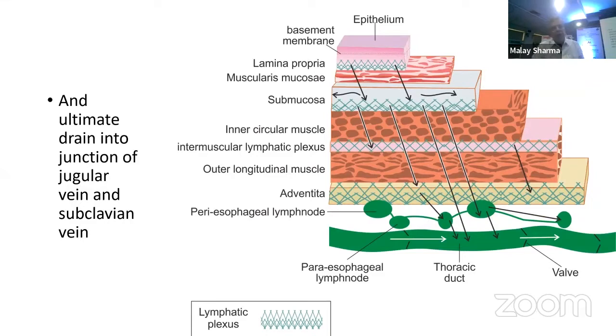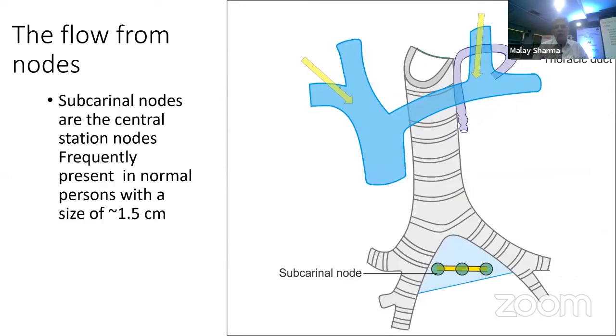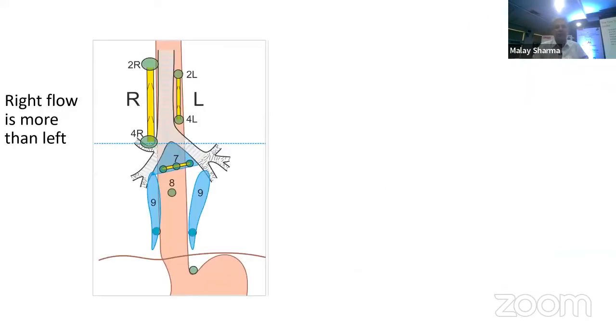They ultimately drain into the junction of the jugular vein and subclavian vein. The subcarinal nodes are the central station, and they frequently have a size of 1 to 1.5 centimeter. And this is the point of drainage into the jugular veins, where ultimately the lymphatic drain will happen.